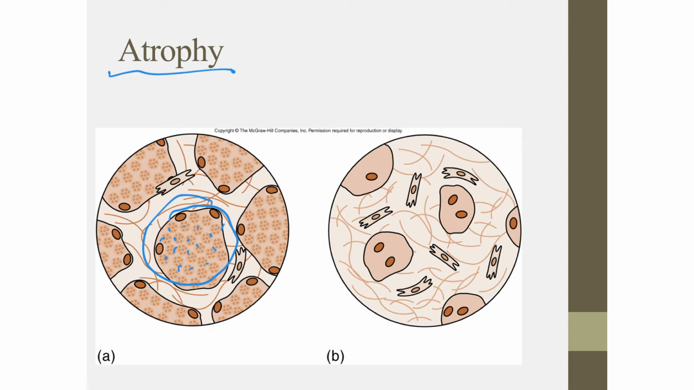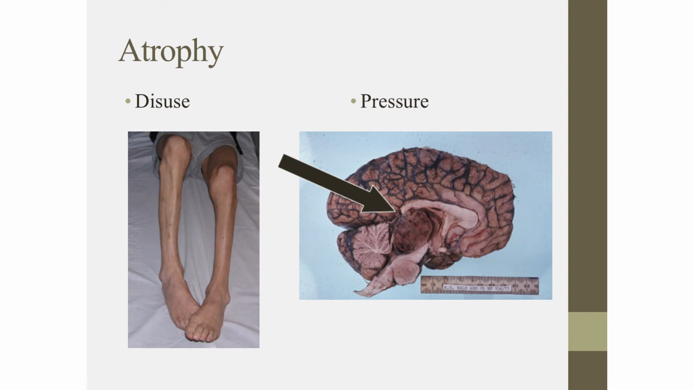So the cells become smaller and the number of mitochondria go down, and we reduce the energy capacity of that tissue through those cells becoming adapted. So they become smaller and then engage in less energy, utilize less energy. There are a couple of different types of atrophy.